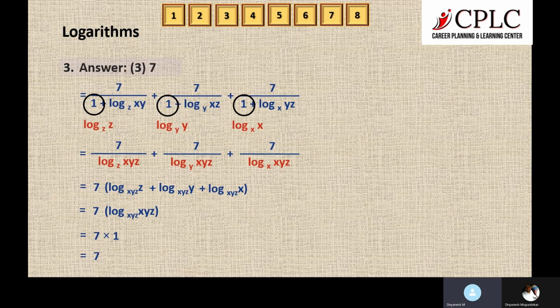So 3 approaches to simplify this question. I mean, after this step, the second step, 7 upon log xyz to the base z, you would have also done change of base and you would have gotten what I was trying to tell you in the beginning. Or you would have think of this as well. You reverse it, and then you have log xyz to the base xyz, which will again get cancelled, and you will get 1. So 7 into 1 is 7.